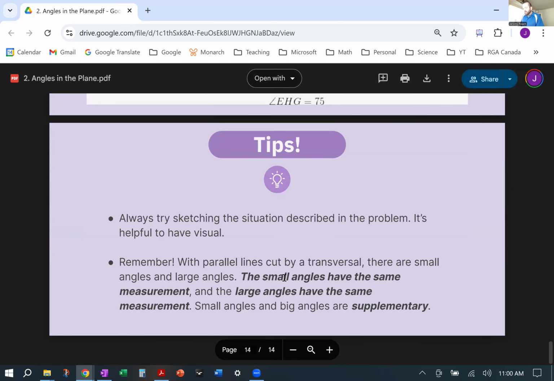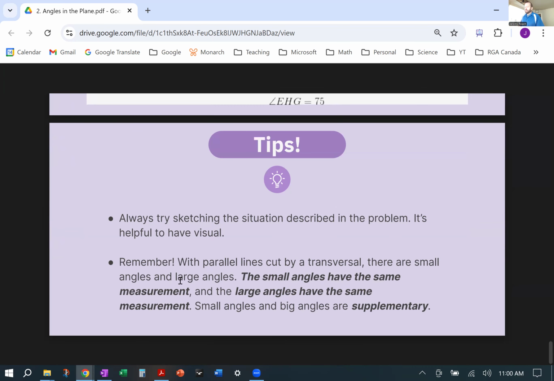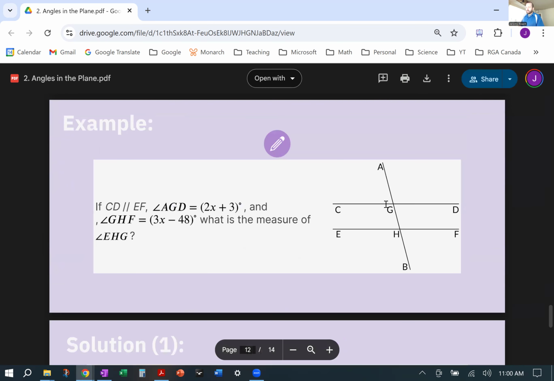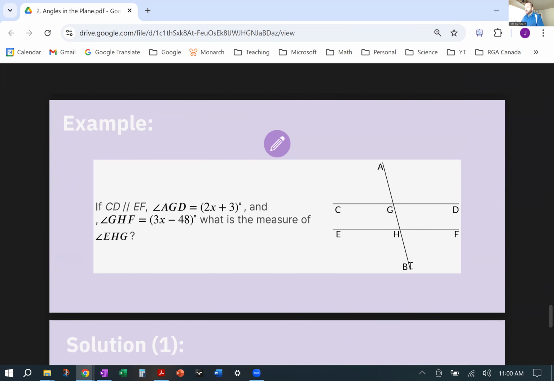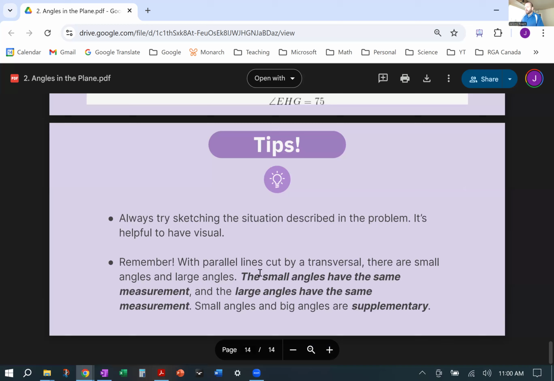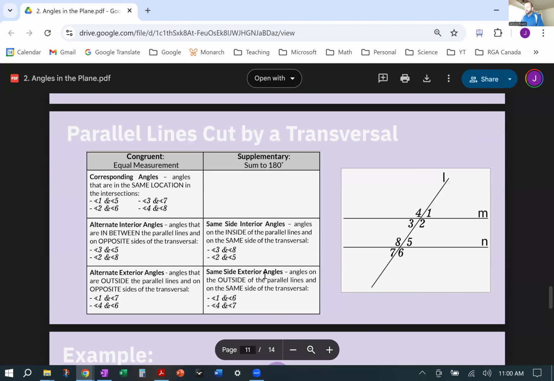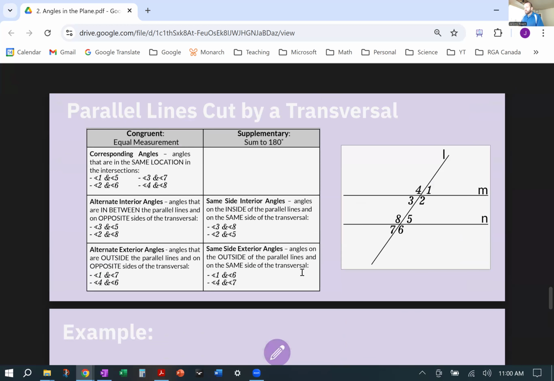All right, so again, the small angles have the same measurement. So with these diagrams, the small angles are always going to be the same, and the big angles are always going to be the same. That's the key takeaway from this. But if you know all these rules from geometry class, that is awesome.